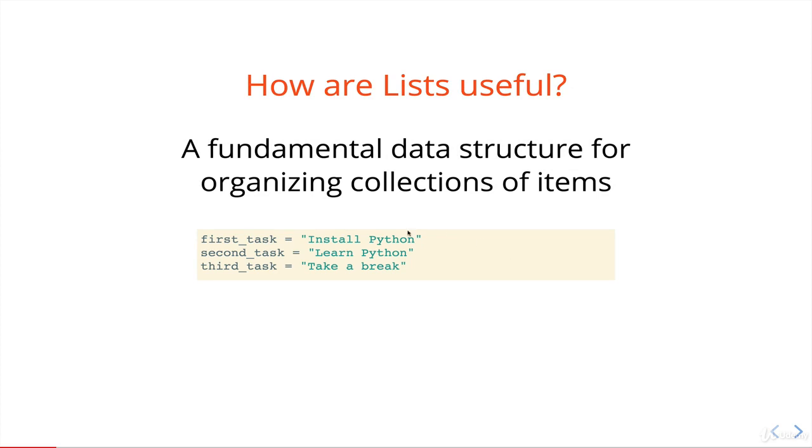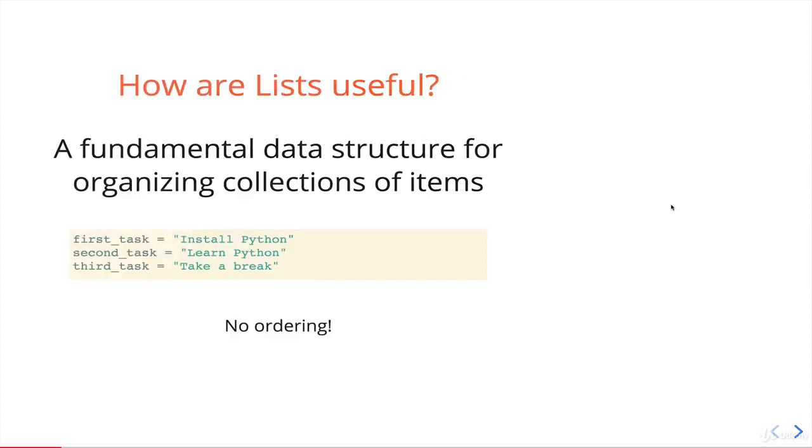So imagine that we have 3 strings of to-dos, 3 things we need to do. Install Python, learn Python, and take a break. This is similar to the shopping cart example in that we could approximate a list using variables, but there's no ordering here. It's problematic, and they're not associated in any way. They're totally separate variables, even though we want them to be associated. We want an order. They're all part of our to-dos.